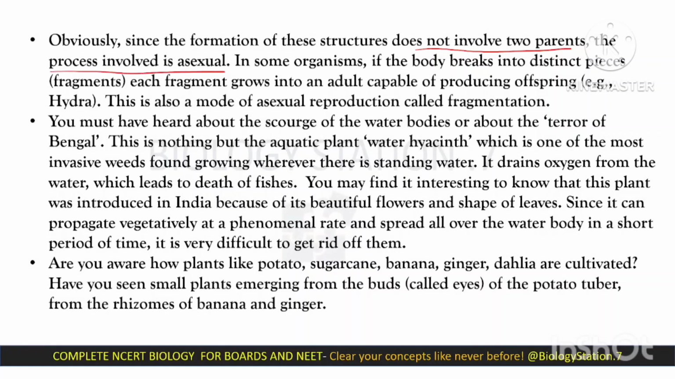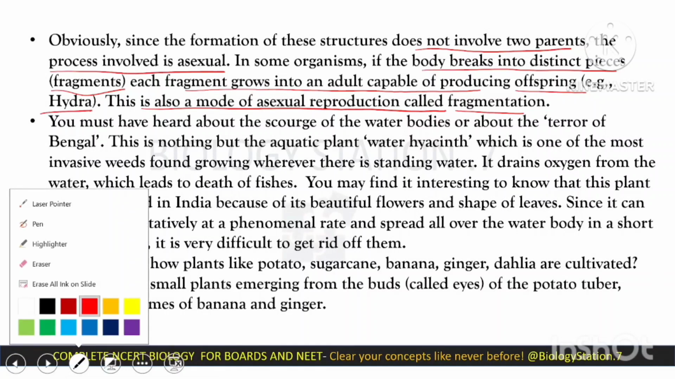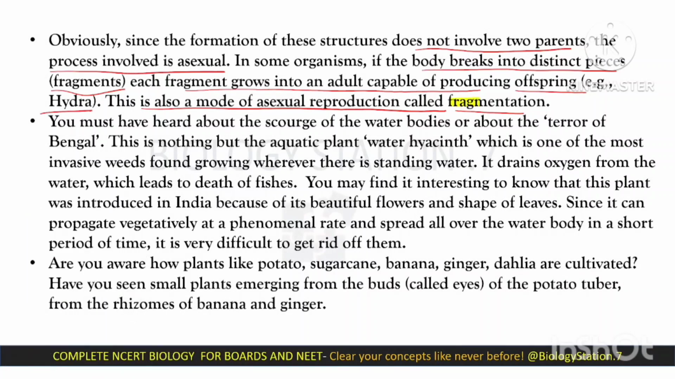In some organisms, if the body breaks into distinct pieces like fragments, and each fragment grows into an adult capable of producing offsprings, for example hydra, this is also a mode of asexual reproduction called fragmentation. So what we can say? Fragmentation is also a mode of asexual reproduction.